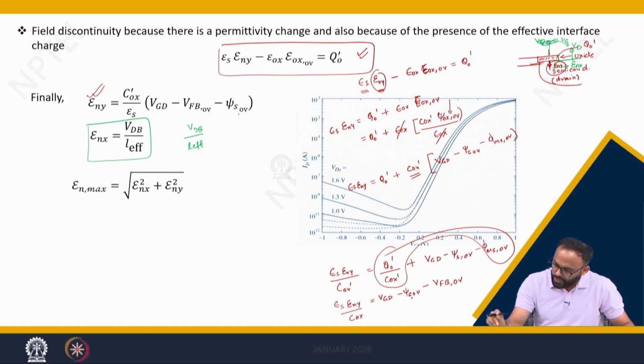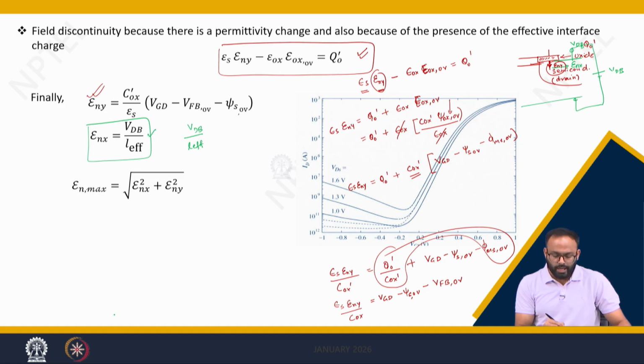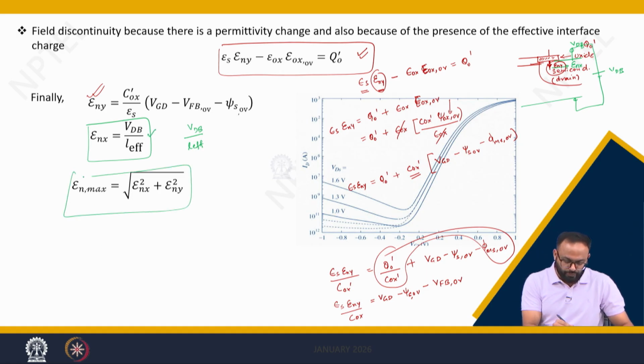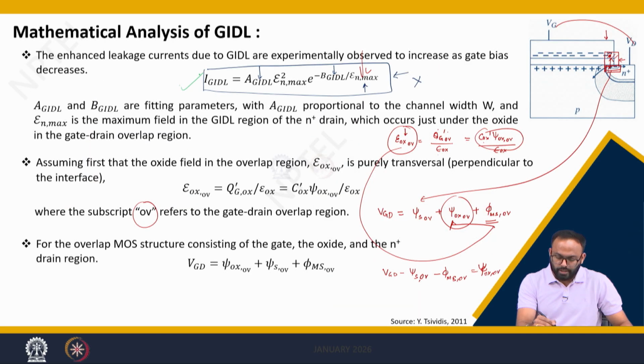where VDB is the effective voltage between drain and body, right. So, here you are applying VDB. This will give you the horizontal component of the electric field, and likewise you can calculate the overall electric field, that is the square root of E n x square plus E n y square. In this way we can simply calculate or model the GIDL current.